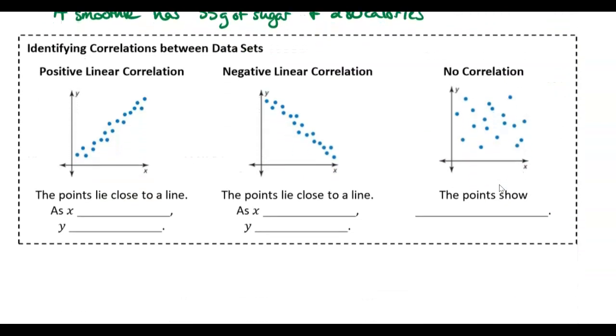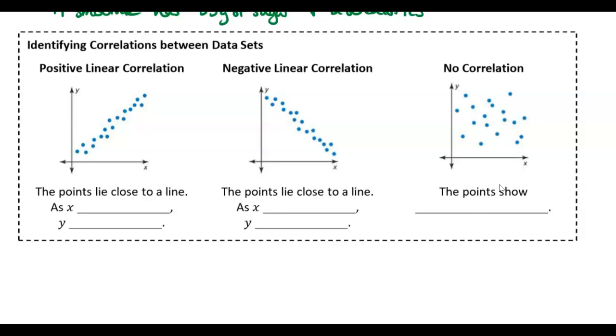Okay, so let's talk about the word correlation. Correlation is the relationship between the data sets. So what you see in this first graph here is that the points are fairly close together and they're slanting in a positive slope. So this shows a positive linear correlation. And the reason it's positive is because as the X is increasing, the Y is increasing.